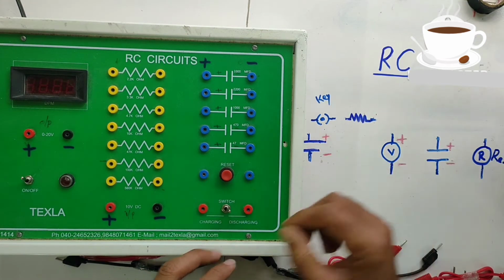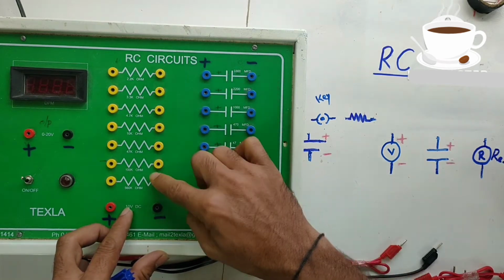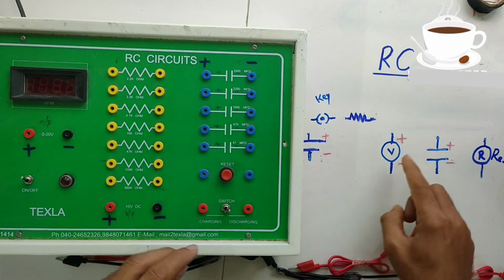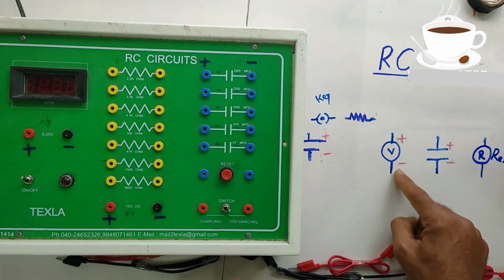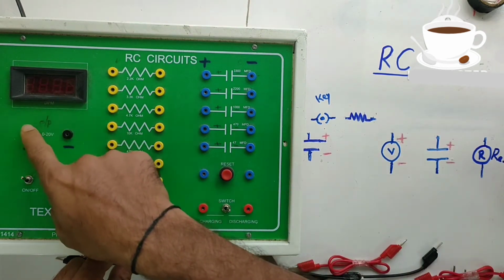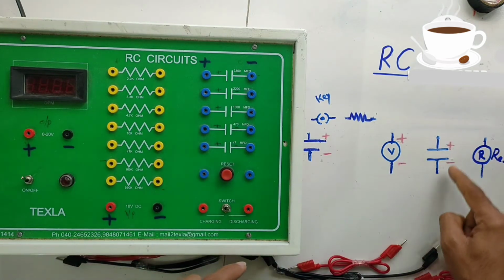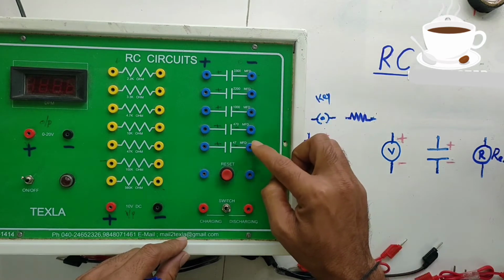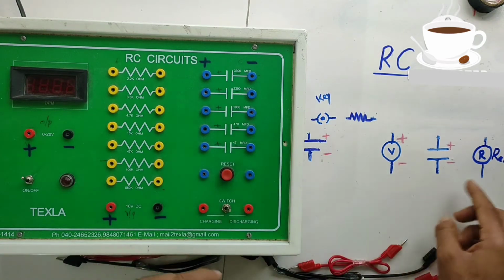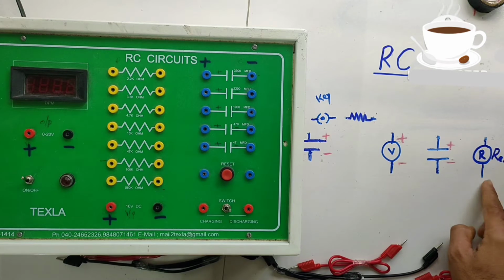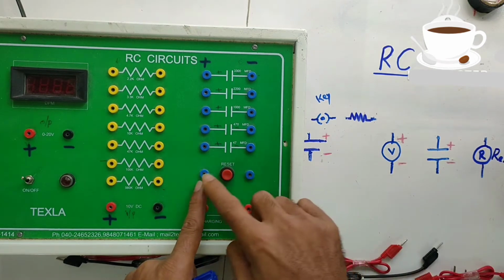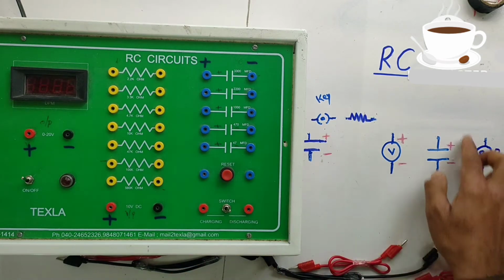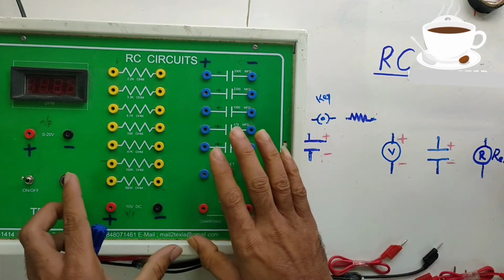The resistor has two terminals. In that circuit board, many resistors are given, and each resistor has two terminals. And the voltmeter has two terminals. The capacitor has two terminals. Many capacitors are given, each capacitor has two terminals, and the reset also has two terminals. Like this, I modified the circuit diagram like a kit.